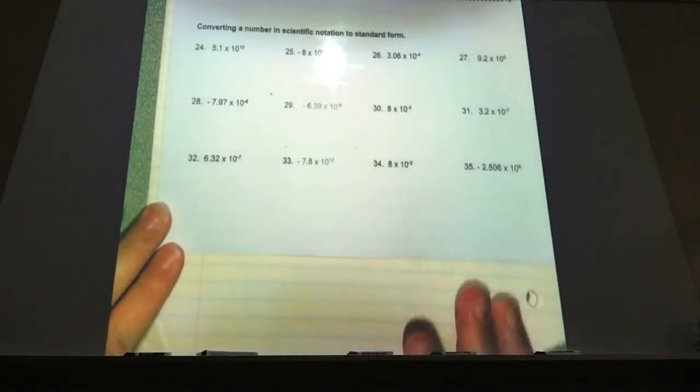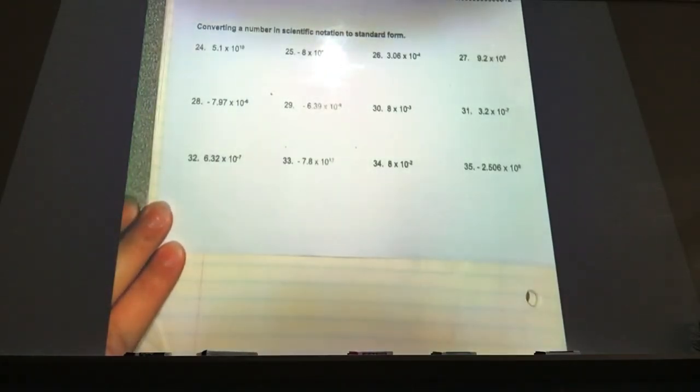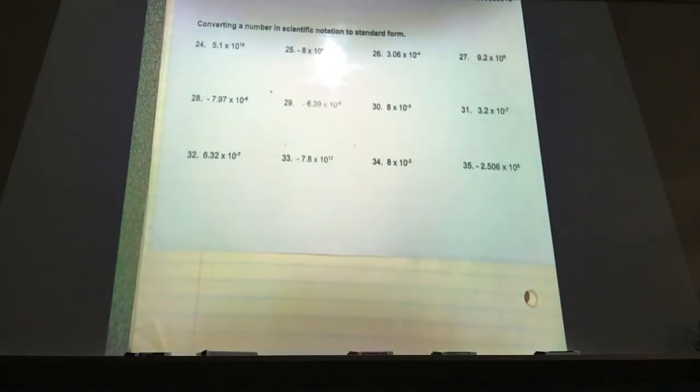Okay, the last thing for you to do for lesson 1 is to do numbers 24 through 35. And then we can move on to lesson 2. Ask me some questions if you have any.